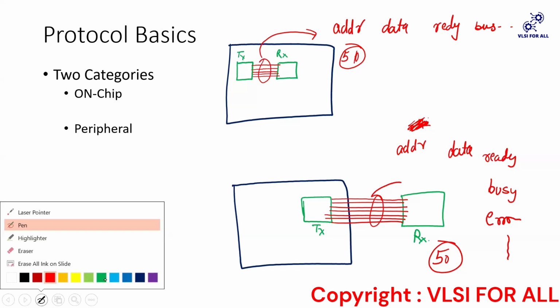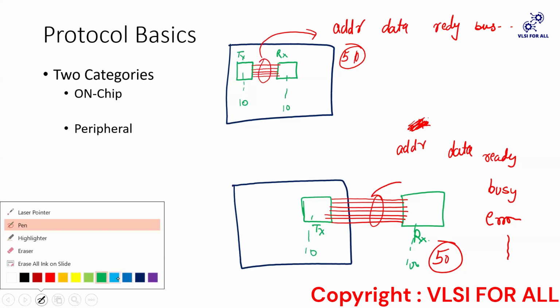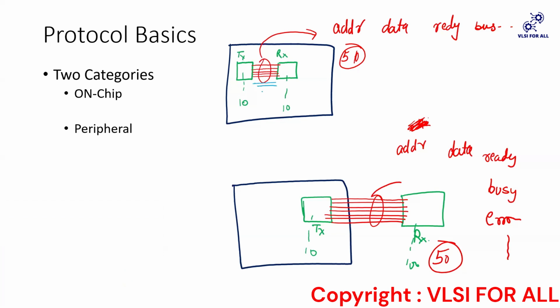Let's try to understand, there is not only one TX and RX. Let's say we have 10 TX and 10 RX. So similarly here also 10 TX and 10 RX. Similarly for the other 10 also, it will be address, data, and those signals, and here also we will have signals. So do you feel any problem is there?